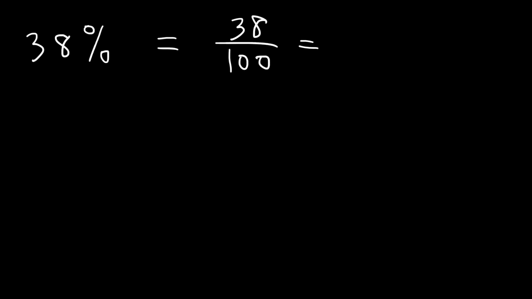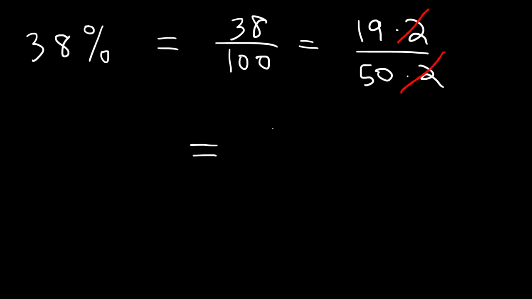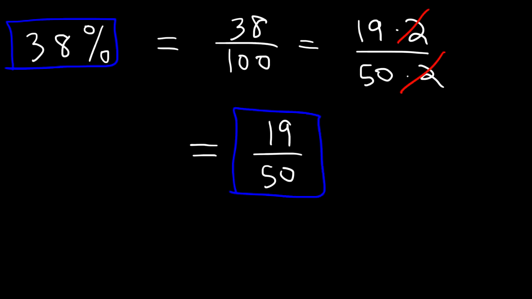Both numbers are even. So what you can do, if you want, is break down 38 into 19 times 2. If you divide 38 by 2, you're going to get 19. 100 is 50 times 2. Now notice that we can cancel a 2. So that fraction reduces to 19 over 50. And that's how you can convert a percentage into a reduced fraction.